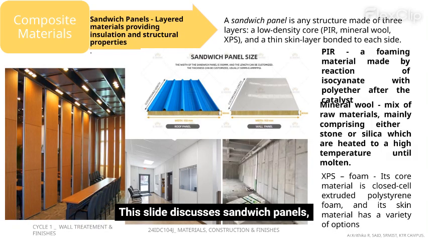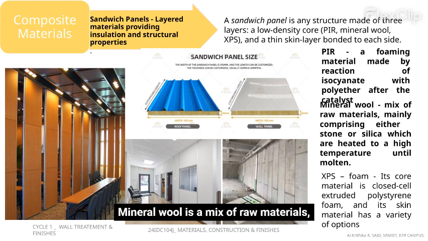This slide discusses sandwich panels, which are layered materials providing insulation and structural properties. A sandwich panel is any structure made of 3 layers, a low-density core, PIR, mineral wool, XPS, and a thin skin layer bonded to each side. PIR is a foaming material made by reaction of isocyanate with polyether after the catalyst.